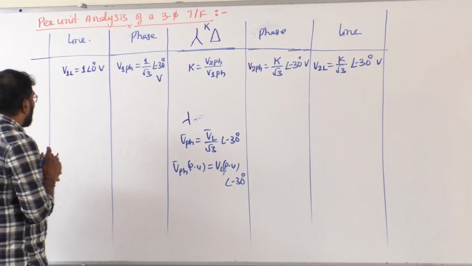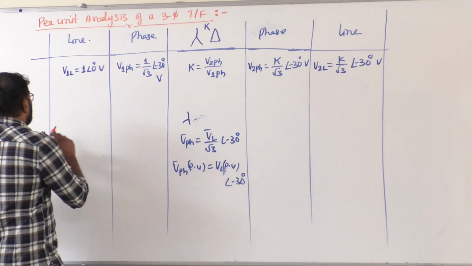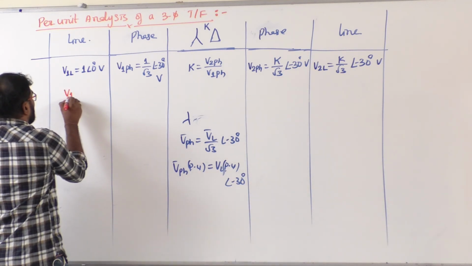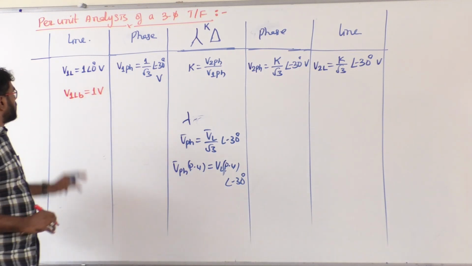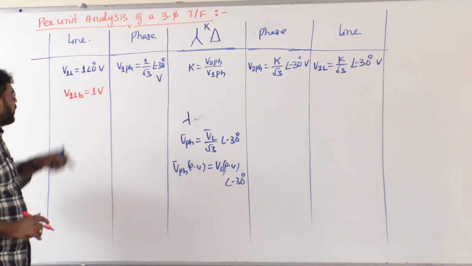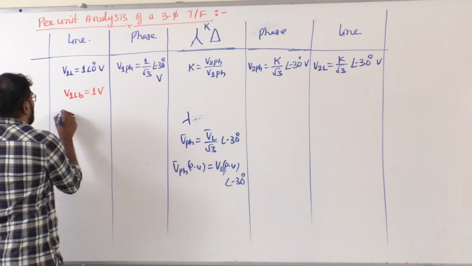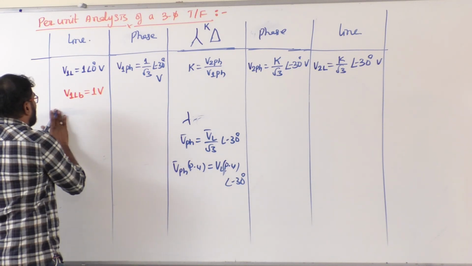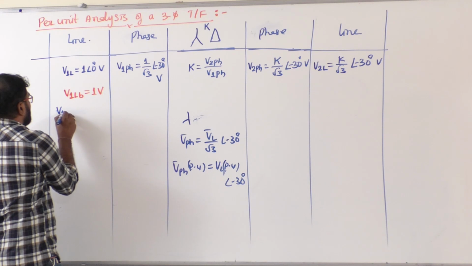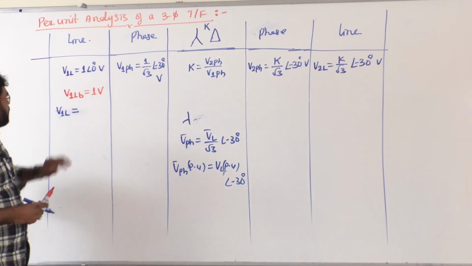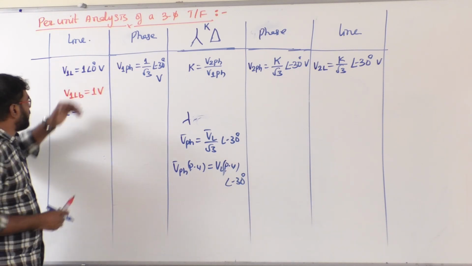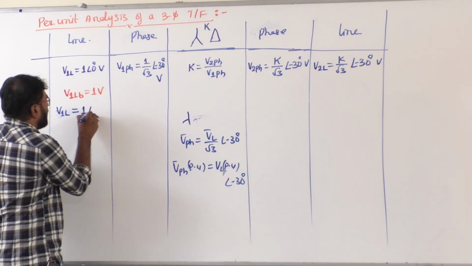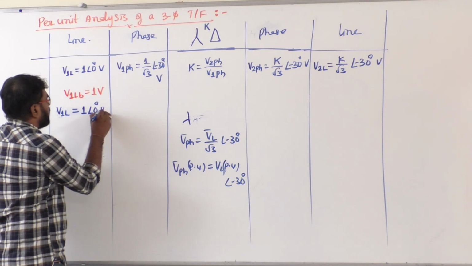Okay, fine. Now I am assuming the line voltage base, V1L base, equal to 1 volt. So the line voltage base in the primary I am assuming 1 volt. If that is the case, what is the line voltage in per unit? V1L: base voltage is 1, actual voltage is 1. So 1 divided by 1 is 1 at an angle 0 degrees per unit.